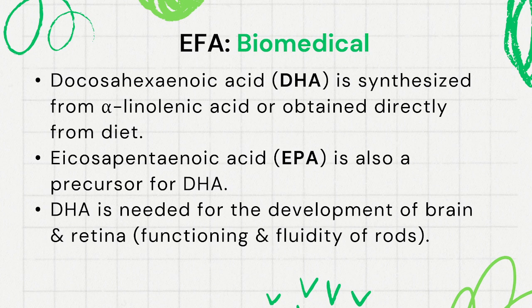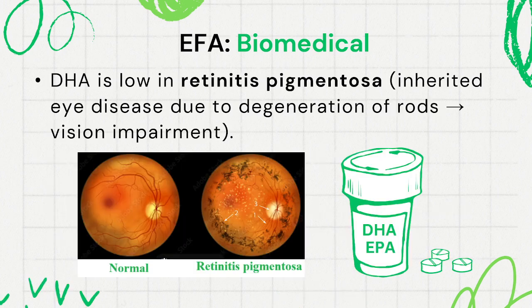Remember the names DHA and EPA. DHA, docosahexaenoic acid, and EPA, eicosapentaenoic acid. You will come across them as supplements. So on prescription for essential fatty acid supplementation, these are the ones that will be provided.